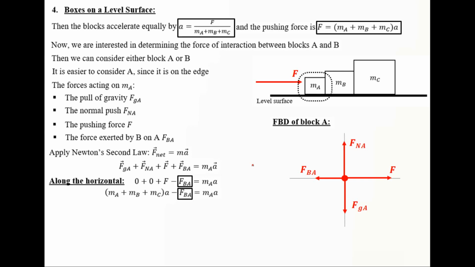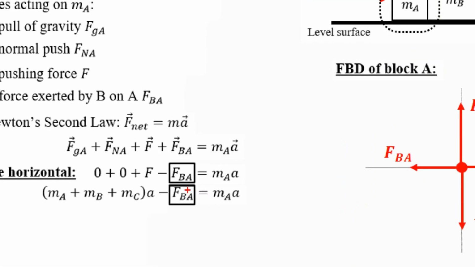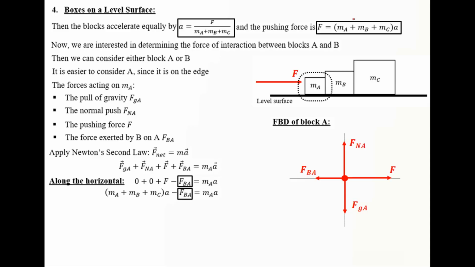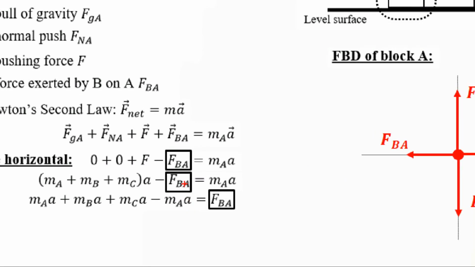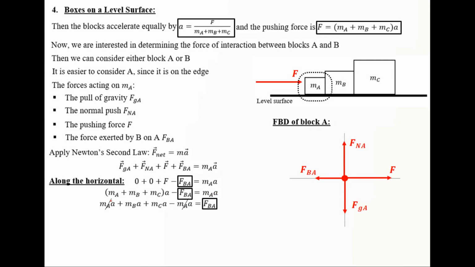Now we're interested in determining this force, FBA, which is the force of interaction between block B and A. Capital F, we know now, is given by the total mass multiplied by the acceleration, as determined here. So in this case, we're searching for FBA. This can be taken to the right and this taken to the left. Now this would cancel with this. So we can factor out A, then FBA is given by MB plus MC multiplied by A, and we know that the acceleration is given by capital F divided by the total mass.